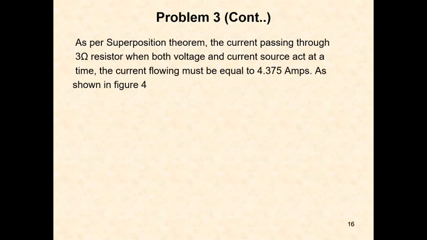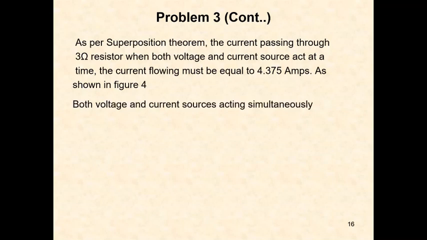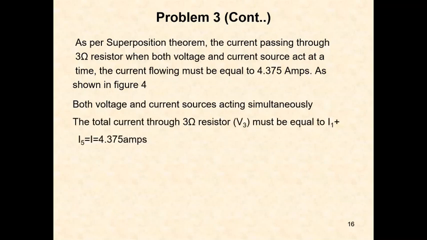So I am checking whether using the superposition theorem we are getting 4.375 amps. Is it correct or not? I am going to check this. Without applying the superposition theorem, we have to calculate the current through the 3 ohm resistor with both voltage and current sources acting simultaneously. Then the total current in the 3 ohm resistor must be equal to 4.375 amps. Only then is this theorem correct.